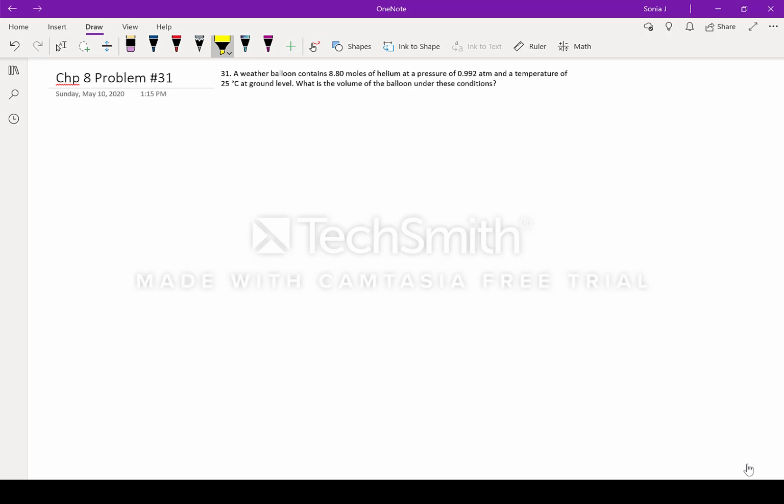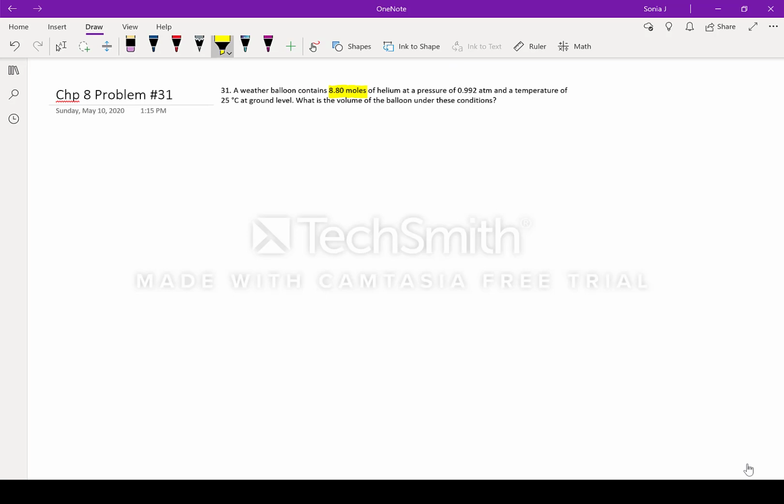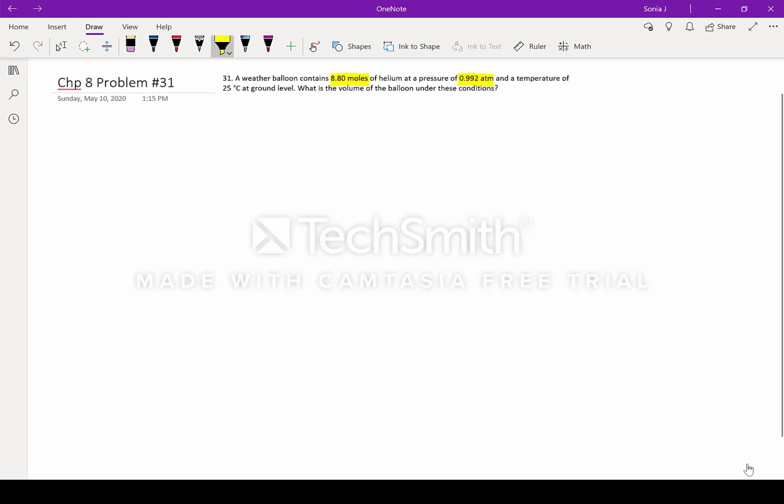So we have 8.80 moles of helium. Then we're told that it's at a pressure of 0.992 atm. Then we're told that it's at a temperature of 25 degrees Celsius at ground level. And then the other thing we want to look at is, what is the question asking? It says, what is the volume of the balloon under these conditions? So that's what we're looking for.